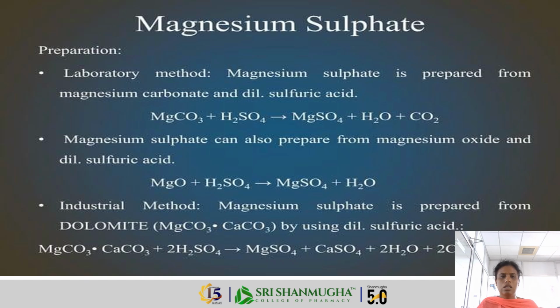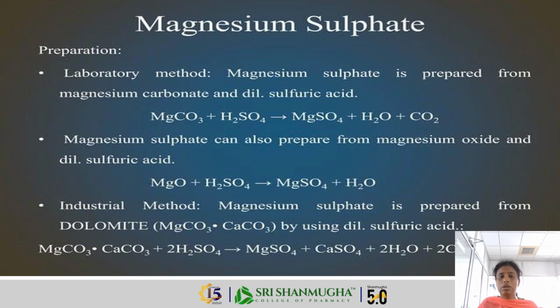Next one is magnesium sulfate. How is it prepared by the laboratory method? First, magnesium sulfate is prepared from magnesium carbonate and dilute sulfuric acid. Magnesium carbonate is taken and dilute sulfuric acid is added. It forms magnesium sulfate, the water is eliminated and carbon dioxide is also eliminated. Magnesium sulfate can also be prepared from magnesium oxide and dilute sulfuric acid.